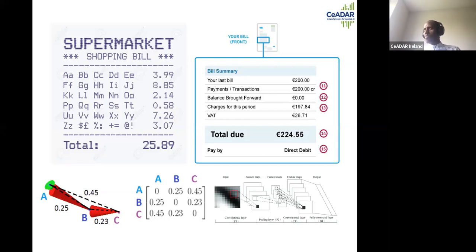But the bill is still aggregate. You don't know what the contribution of my fridge or my TV is in this bill. So in my talk today, I'll talk about how to make this electrical bill like a supermarket bill. That is one concept that I will talk about.